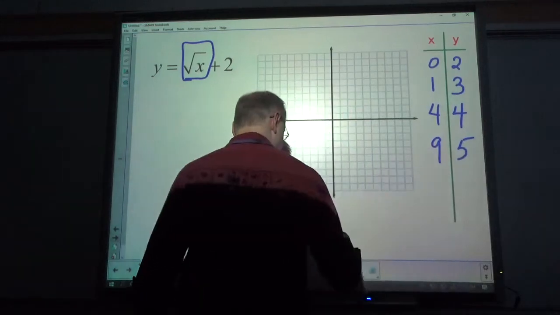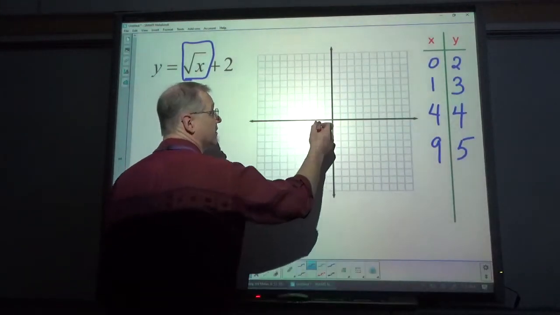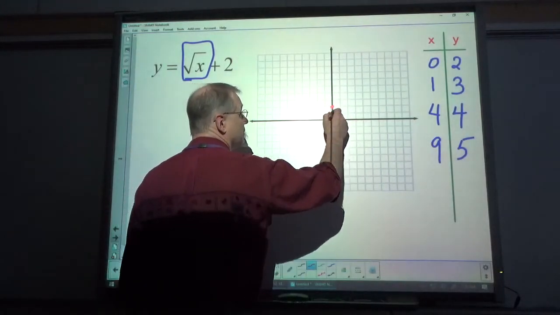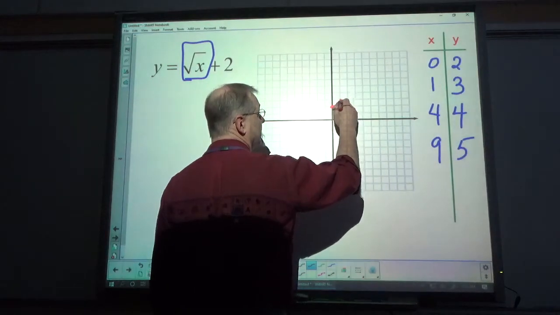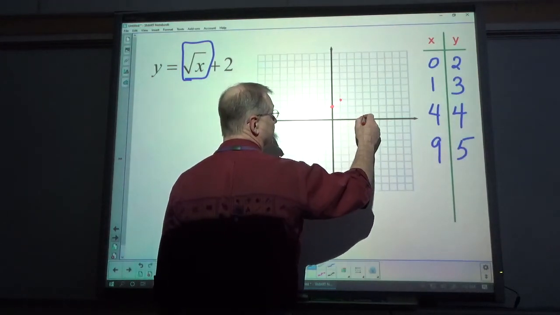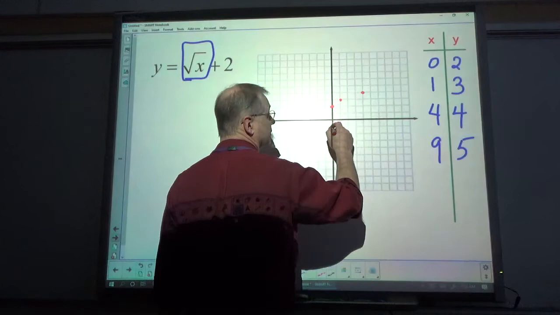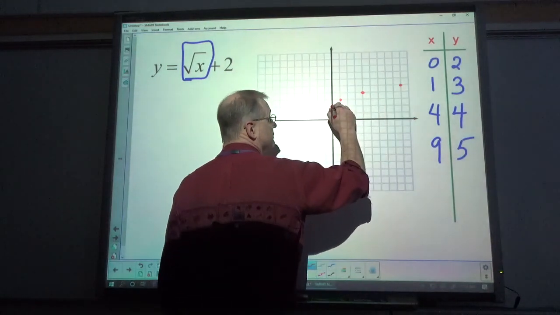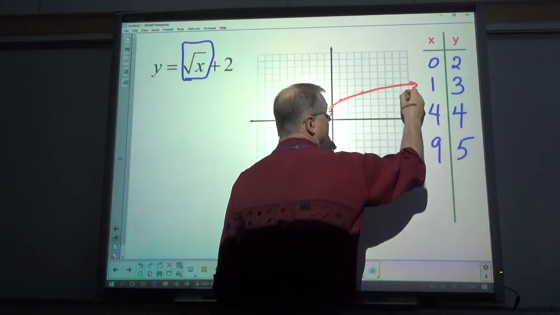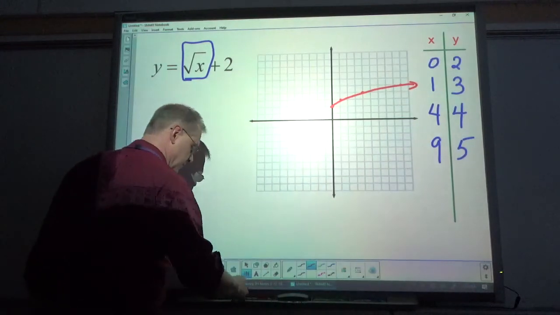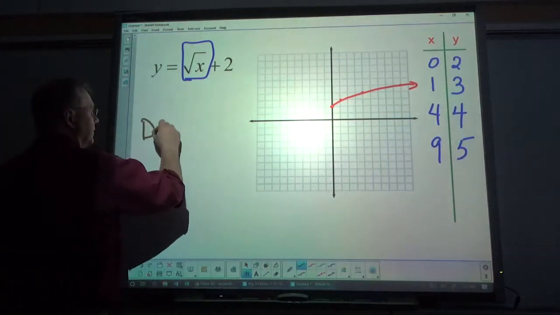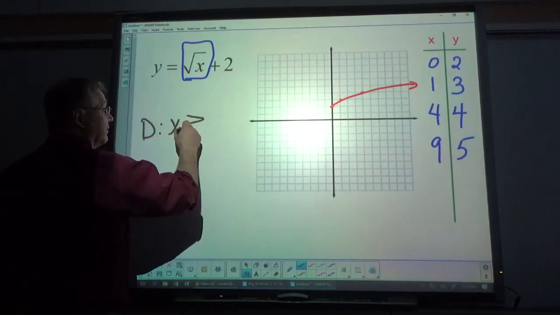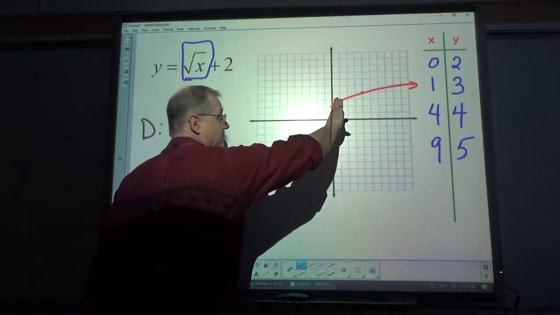So when I plot these points, 0, 2; 1, 3; 4, 4; 9, 5. So my graph looks like this. My domain, x is greater than or equal to 0. It starts here and goes that way.